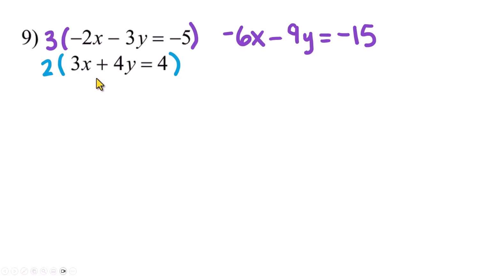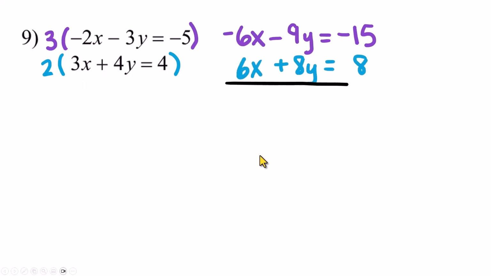And then the bottom one times 2. So there's my positive 6x plus 8y equals 2 times 4 is 8. The most common mistake when people are doing things like this is they do not multiply the numbers that are on the other side of the equal sign. You've got to take everything times that number to keep that equality.